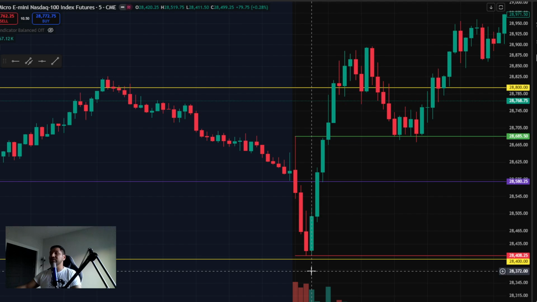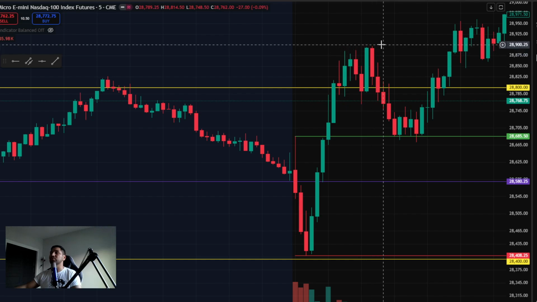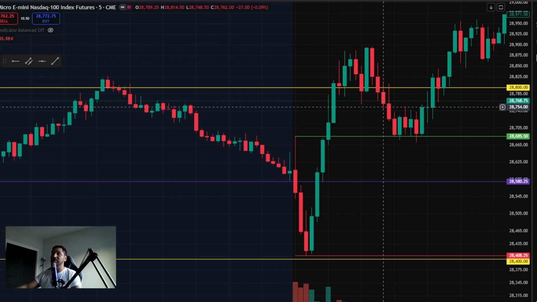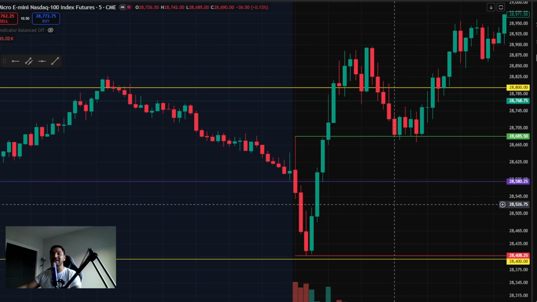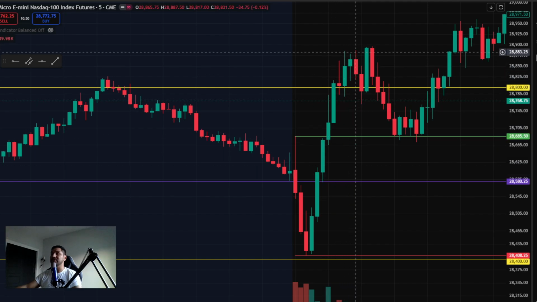But after it hit 28,400, it went all the way up to 28,900. So a 500-point move on the MNQ here, or the NQ. If you would have taken one contract at 28,400 and sold closer to 28,900, that would have been a $10,000 gain in one trade if you could have held for this volatility here.